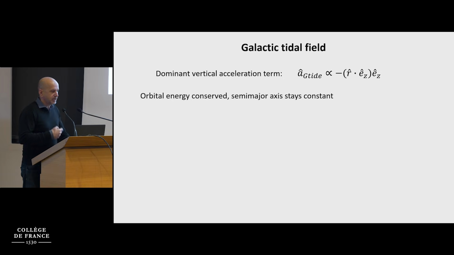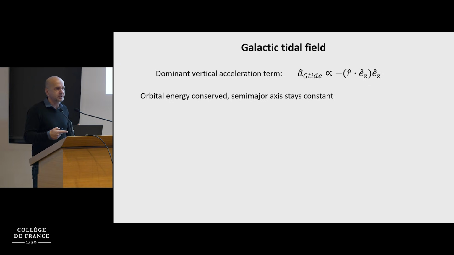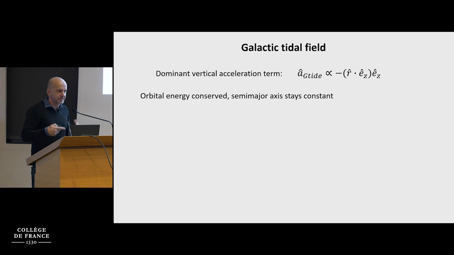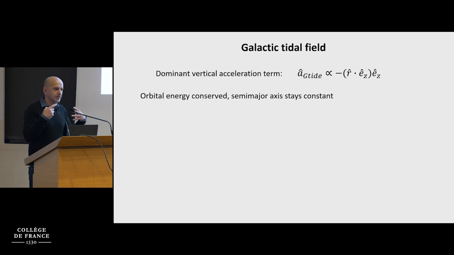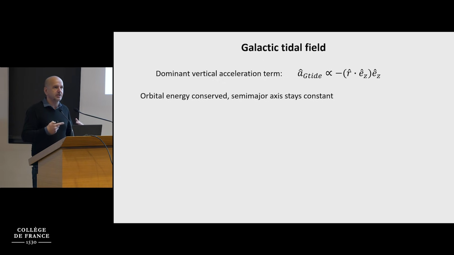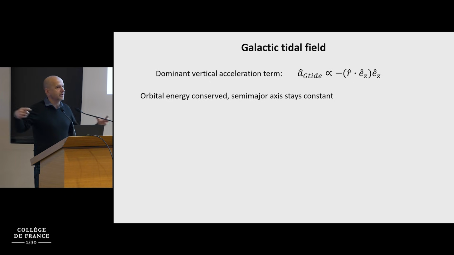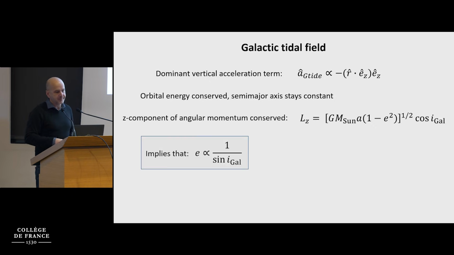Now, what are the properties expected from this evolution? First of all, this vertical force doesn't change the orbital energy. This means that comets subject to that force will have the same orbital energy, which links to the semi-major axis. So the galactic tide doesn't change the semi-major axis of the comet. It cannot expand it, cannot shrink it. The semi-major axis will always stay the same.